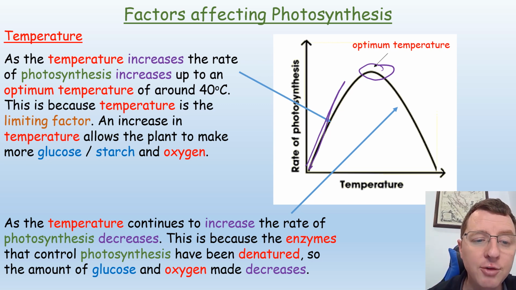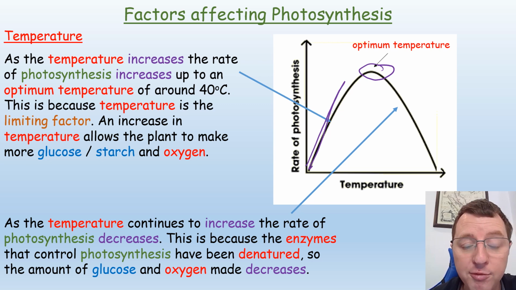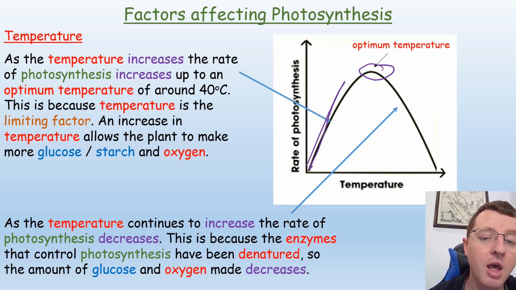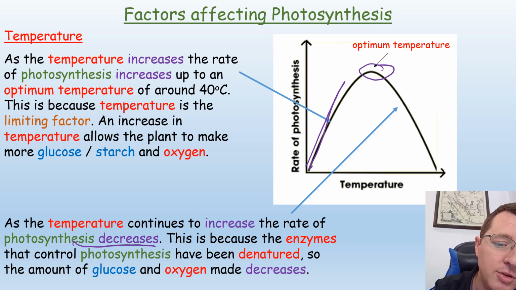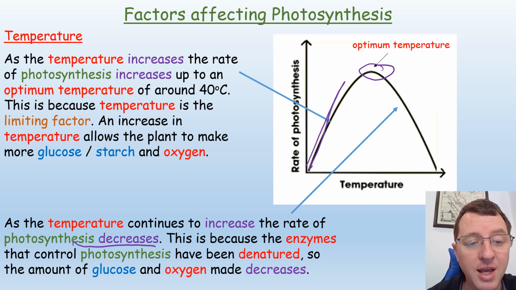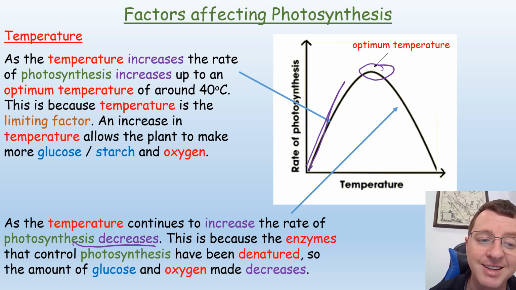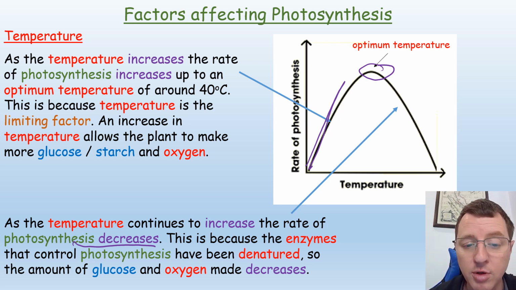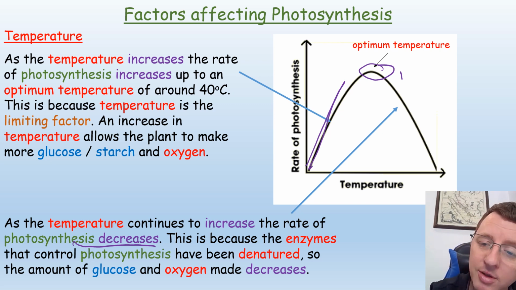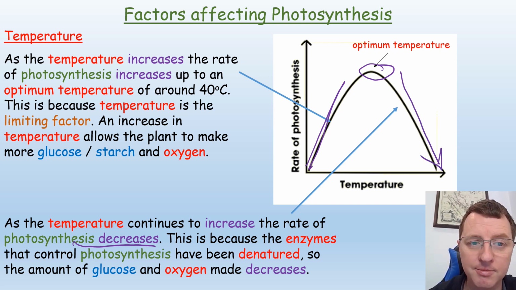However, as the temperature continues to increase above the optimum temperature of 40 degrees, the rate of photosynthesis begins to decrease. And this is because the enzymes that control photosynthesis have been denatured. So the amount of glucose and oxygen made will decrease in this second part of the graph. You may recognize this because you will have seen it in the digestion unit when you investigated enzymes. Enzymes will always produce a similar graph to this when we vary temperature. And as we said, this is because enzymes will be denatured at high temperatures.